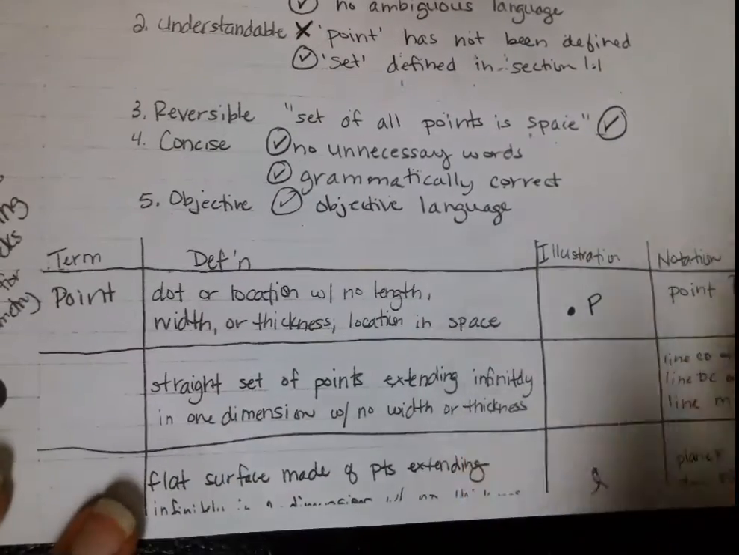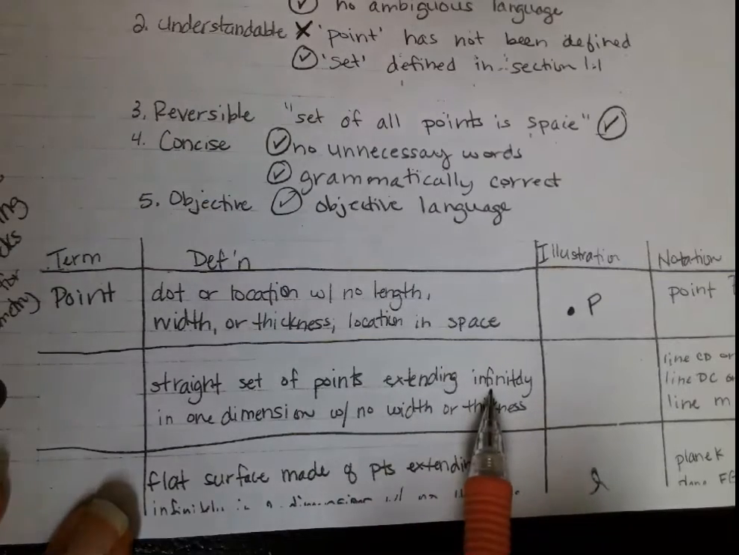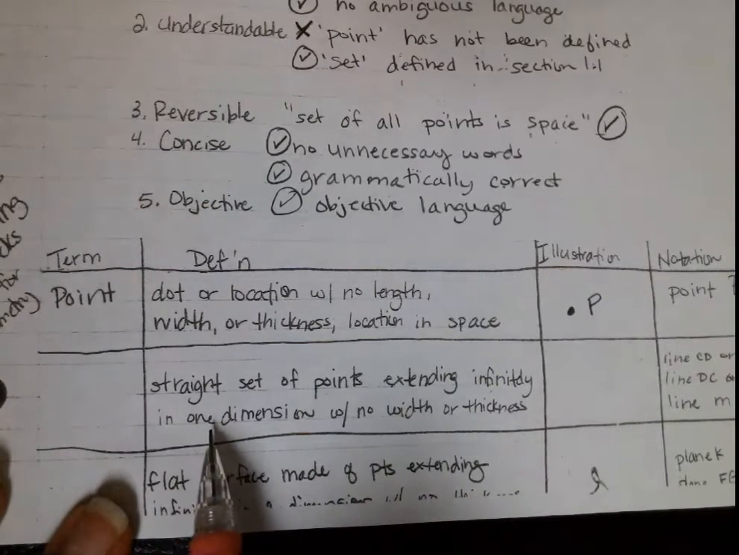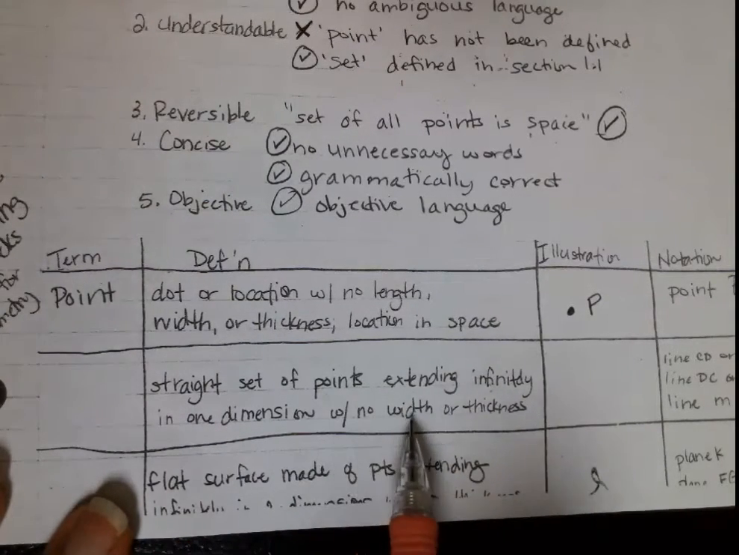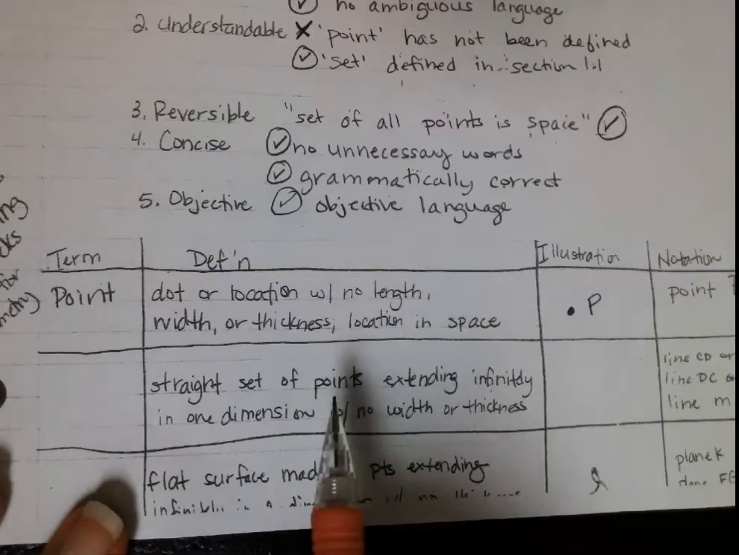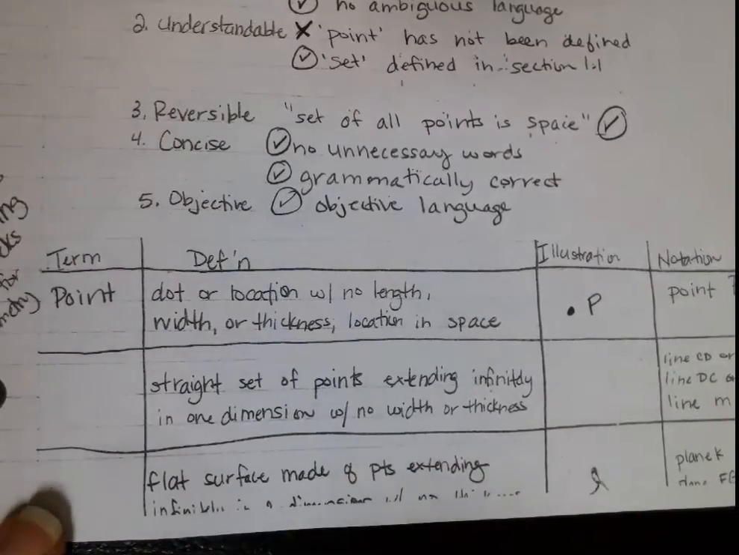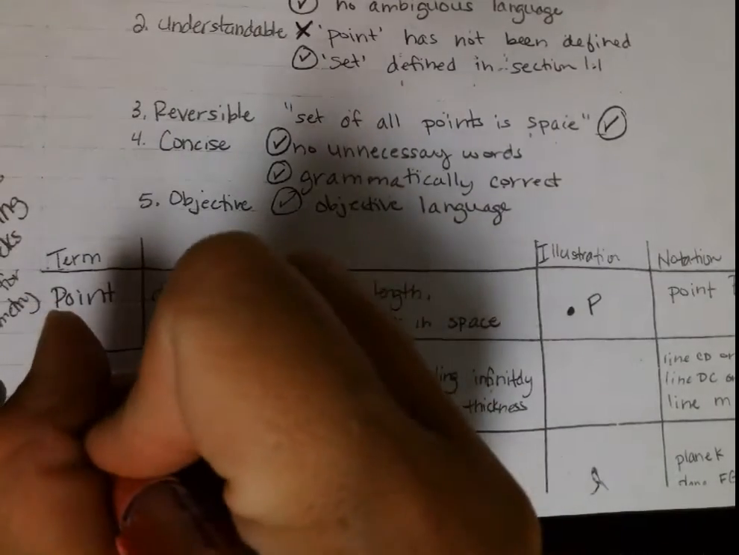Okay, how about the next one? Definition, it's a straight set of points extending infinitely, that should be helpful, in one dimension with no width or thickness. When it says extending infinitely in one dimension, we can go two directions, but it's only one-dimensional. Okay, I thought some of you might know it.